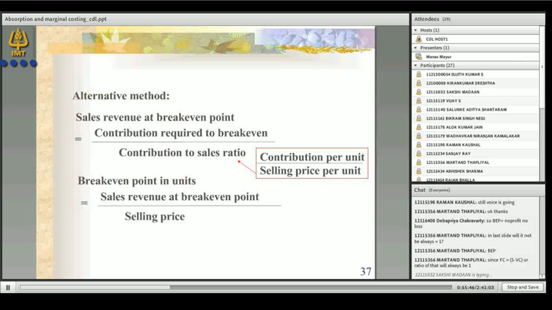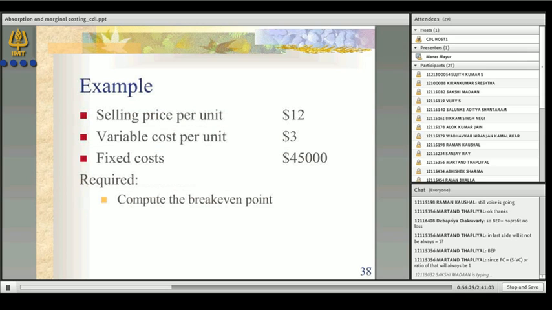Now there are more mathematical formula related to break even point, like sales revenue at break even point. So sales revenue at break even point is equal to contribution required to break even divided by contribution to sales ratio. Contribution to sales ratio is also known as CS ratio, C by S ratio. And also break even point in units can be calculated as sales revenue at break even point divided by selling price. So these are some of the formula derived from break even equation, which can find their application in the numerical calculation, right?